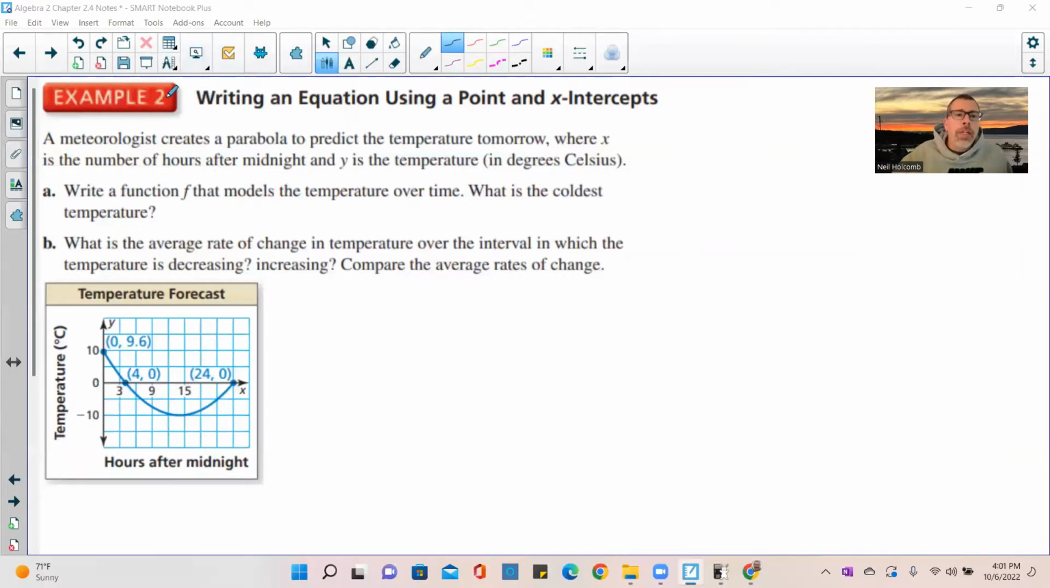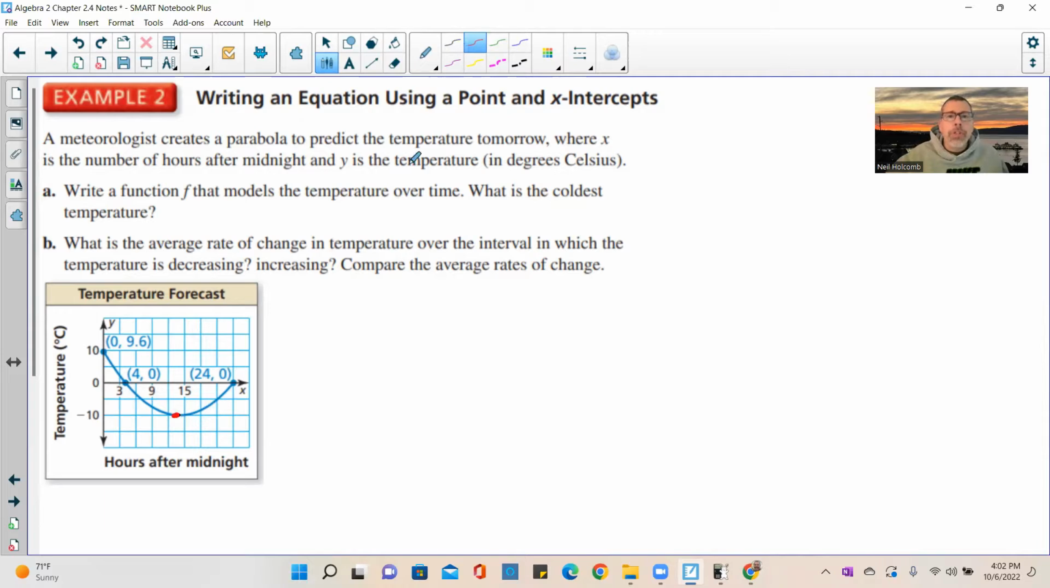Okay. Example 2 is writing an equation using a point and x-intercepts. So a meteorologist creates a parabola to predict the temperature tomorrow, where x is the number of hours after midnight on the x-axis, and y is the temperature in degrees Celsius. So here's the temperature, negative and positive. Write a function f that models the temperature over time, and what is the coldest temperature. So what they're asking for in this question is an equation for this parabola, and what is the coldest temperature, or the minimum, which is the vertex.